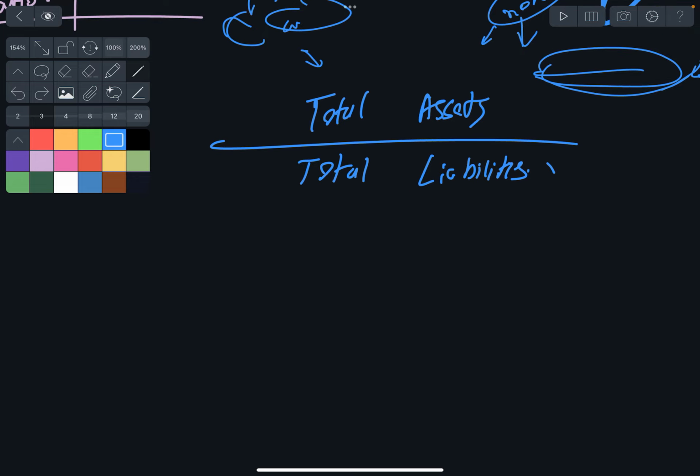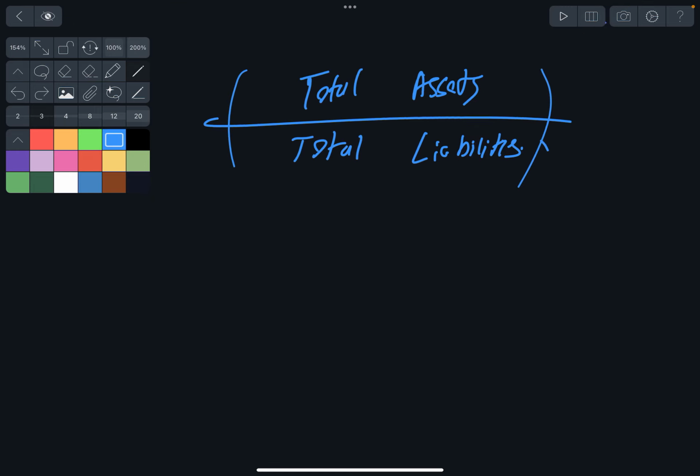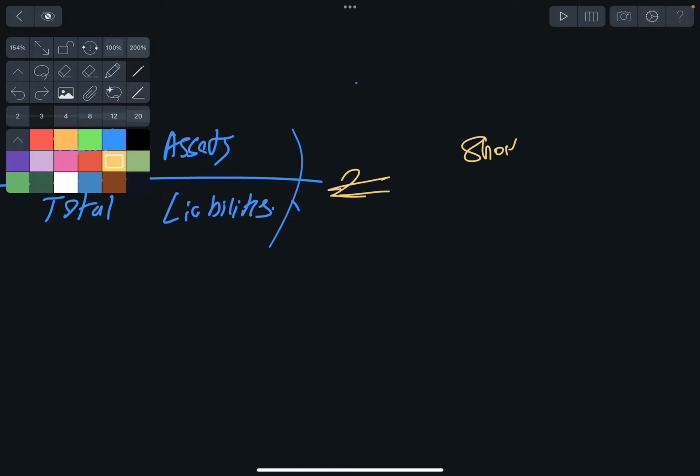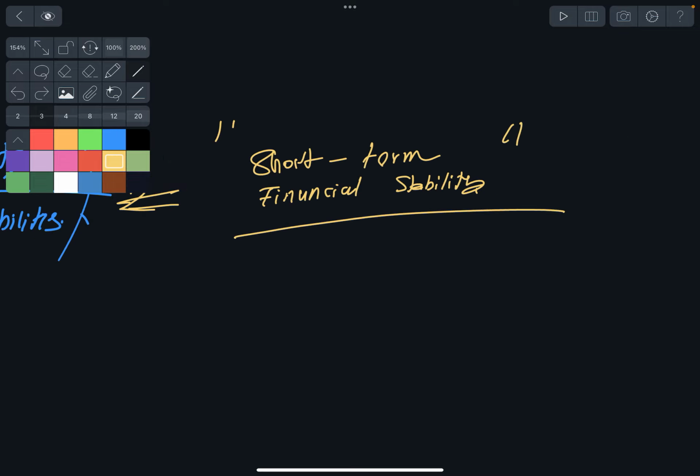We'll look at how profits tie in with the next ratios, but right now, let's just look at this one: the working capital ratio, total assets over total liabilities. Quite simple, quite easy to understand. What does this measure? As I said earlier, it measures the business's short-term financial stability. You want to be able to memorize that: the liquidity ratio measures the business's short-term financial stability.